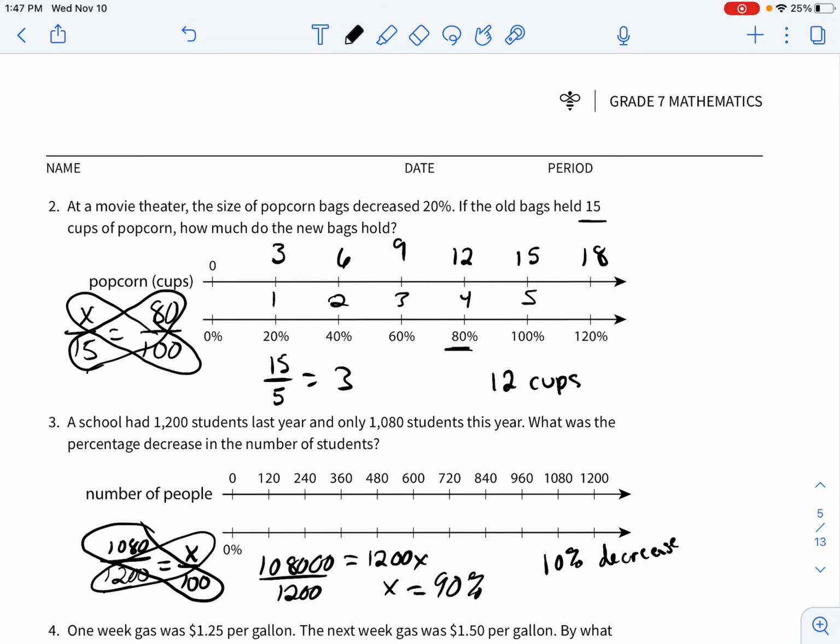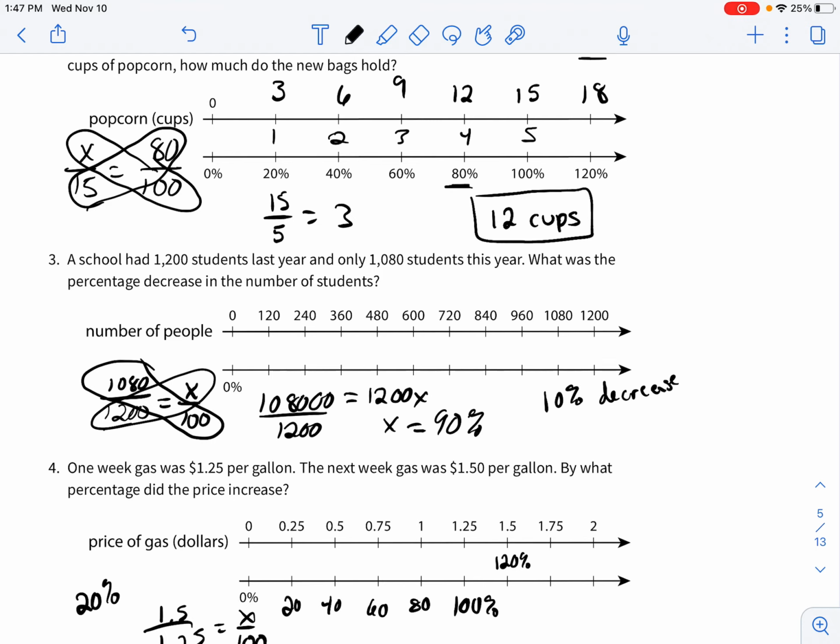Okay, next one. It says a school had 1,200 students last year and only 1,080 students this year. What was the percentage decrease in the number of students? Now we know our partial amount and our whole amount. We're solving for the percent. So you set up your cross product, and when you do that, you find that x does equal 90%. So you have 90% of students from last year, which becomes a 10% decrease.